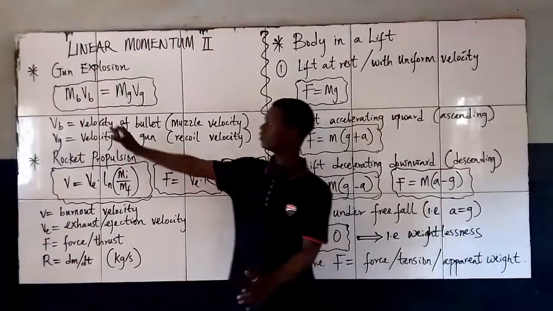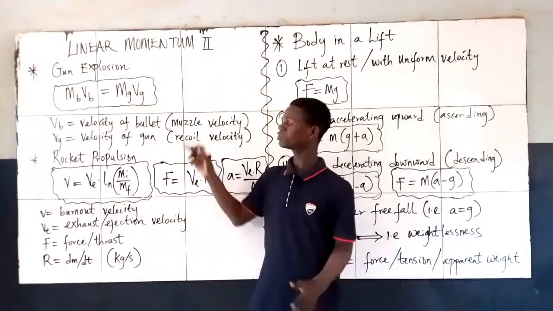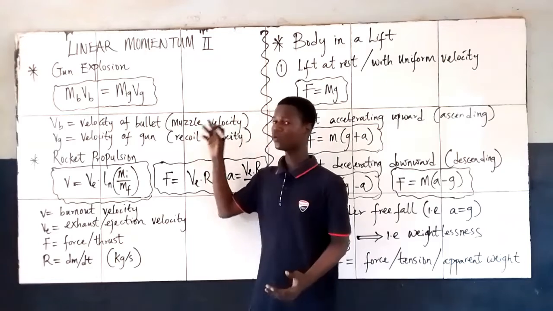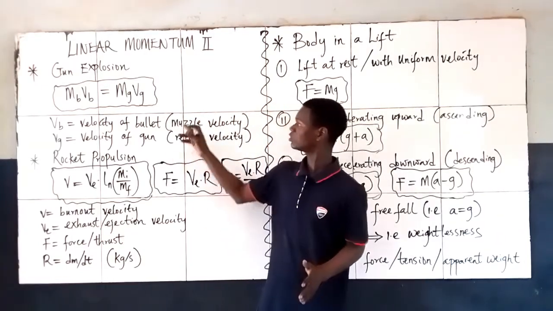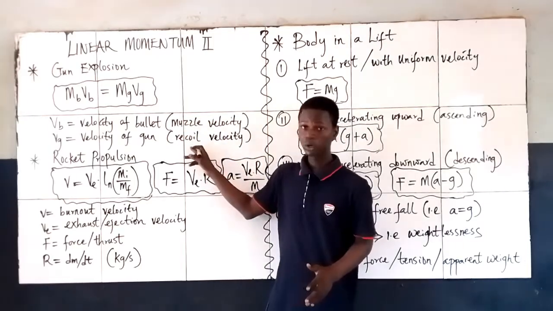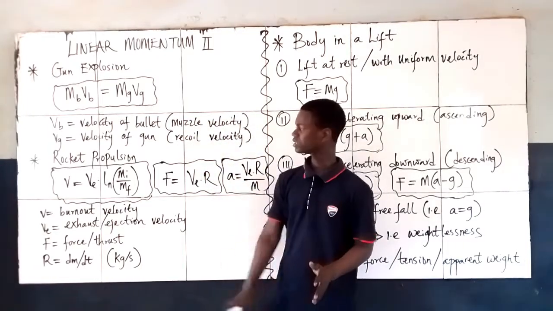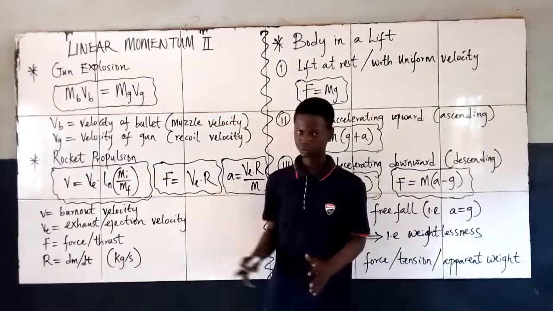So if you are not given velocity of bullet, it can also be given as muzzle velocity. So you have to be able to tell which is which: the difference between muzzle velocity and recoil velocity. Now we know this, let's quickly look at rocket propulsion.